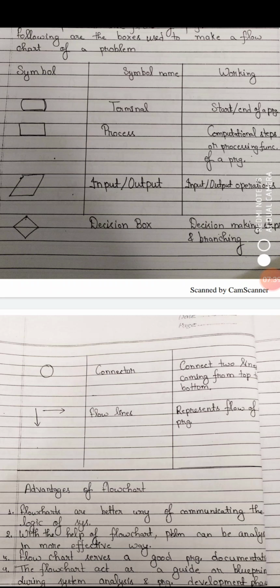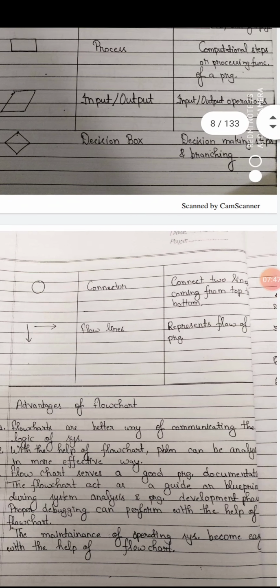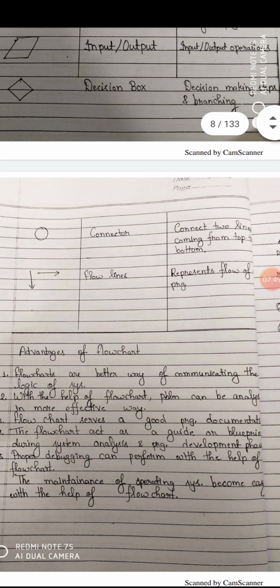Now come on to the section on the other advantages of flow chart. So these are the advantages of flow chart. I'll explain the advantages, that if we have the pictorial representation, then what are the benefits we can have? We can understand the problem in an easy way.